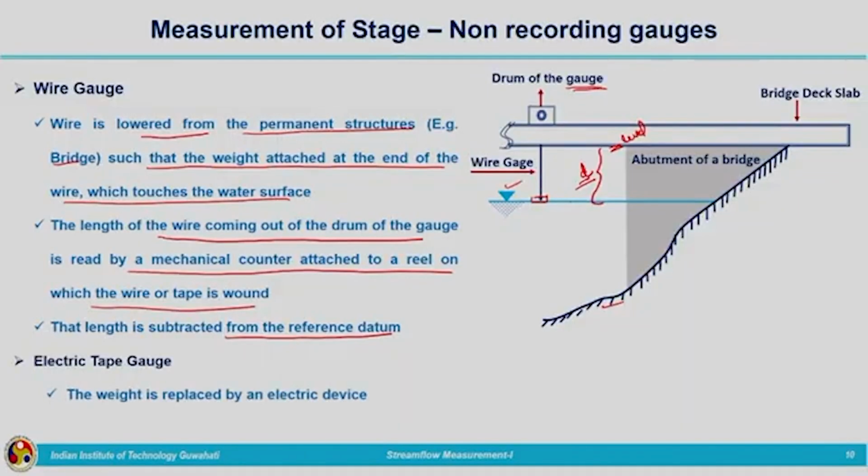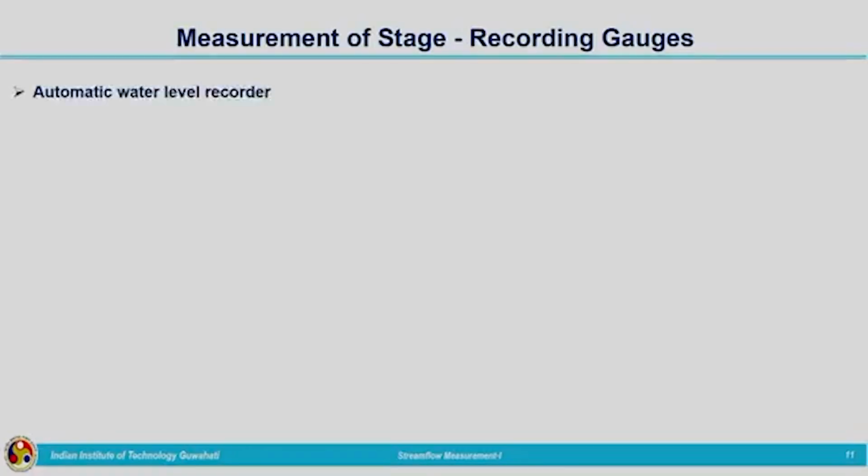Next one is the electric tape gauge. In this case, the weight is replaced by an electric device. The rest of the mechanism is same as that of the wire gauge. Wire is lowered from the top, from the drum of the gauge, and this weight is replaced by means of an electric device.